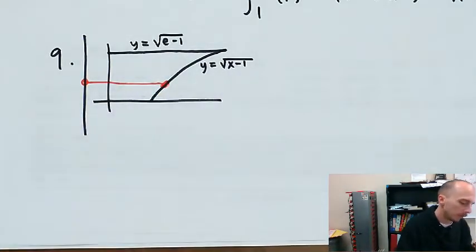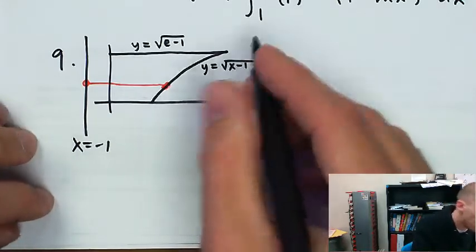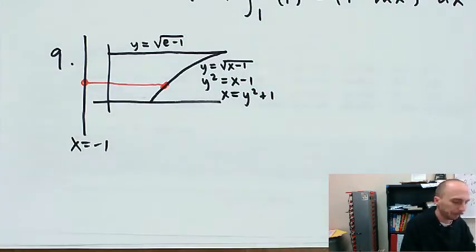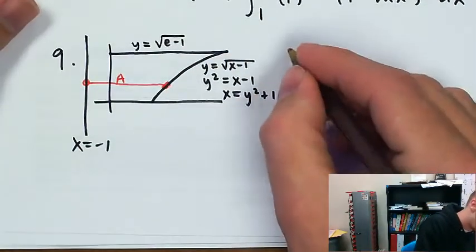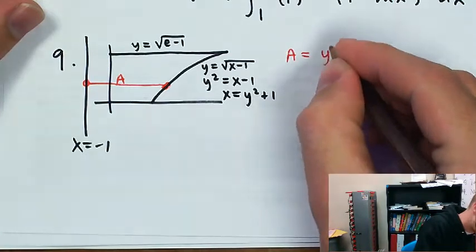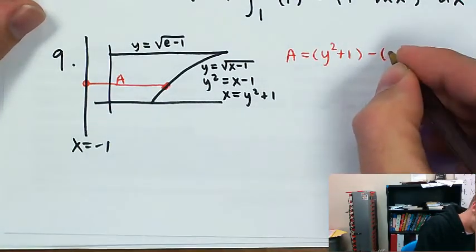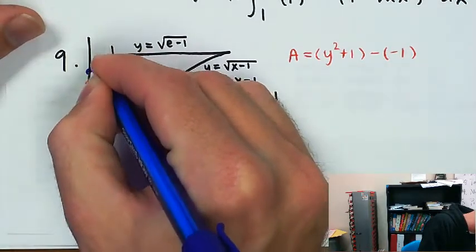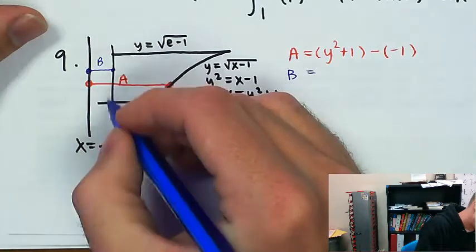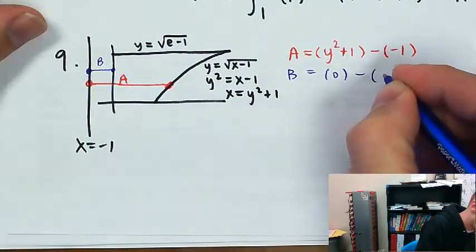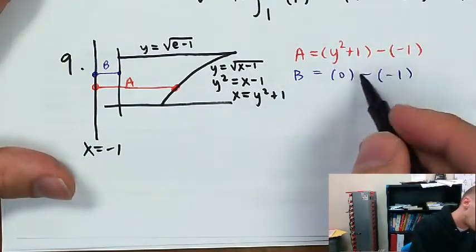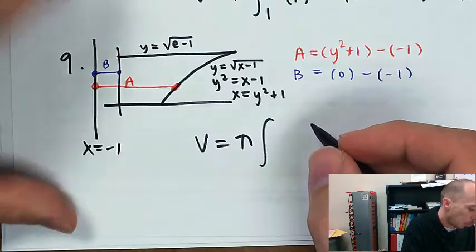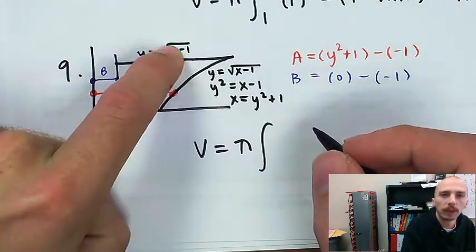Okay, so in doing right minus left, I'm going to have to say, all right, well, if this is x equals -1, I need this as x equals, so I'm going to square both sides, and then I'll get x equals y squared plus 1. Right, so A is going to equal right, which is y squared plus 1, minus left, which is x equals -1. Okay, so that'll be y squared plus 2. And then I'll get my small radius. Okay, on the right I have x equals 0, and on the left I have x equals -1. I can combine these inside my volume. Okay, y is going to go from 0 up to the square root of e minus 1 right there.